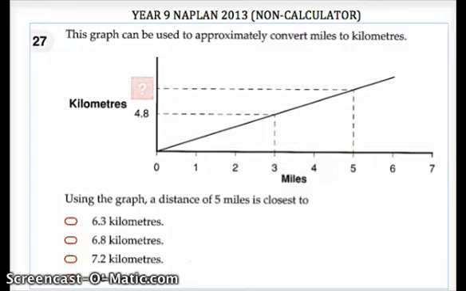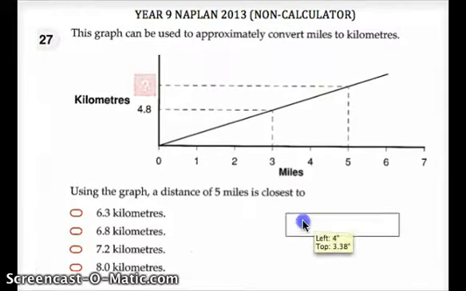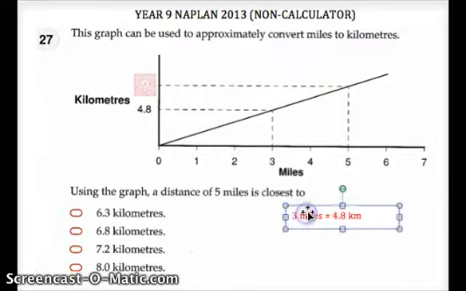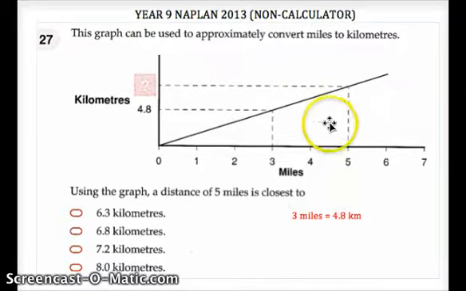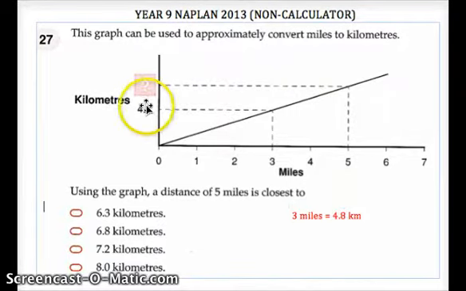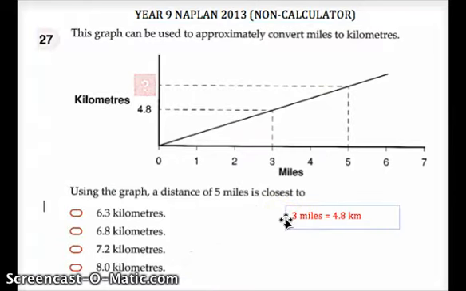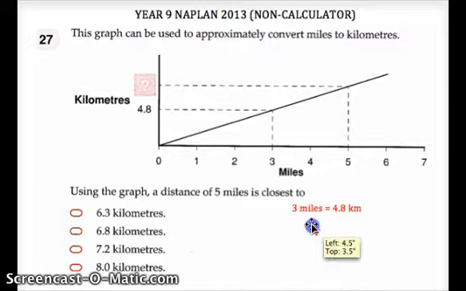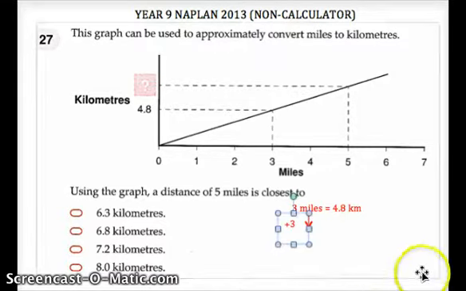So pause the video. So let's start with the information that we've got. So we know that 3 miles is equal to 4.8 kilometres. We're trying to work out what 5 miles is closest to. So we're going to use a method called the unitary method. We know what 3 miles is equal to, so let's work out what 1 mile is equal to. Now, to go from 3 miles to 1 mile, you would divide by 3, so we'll just put that in.